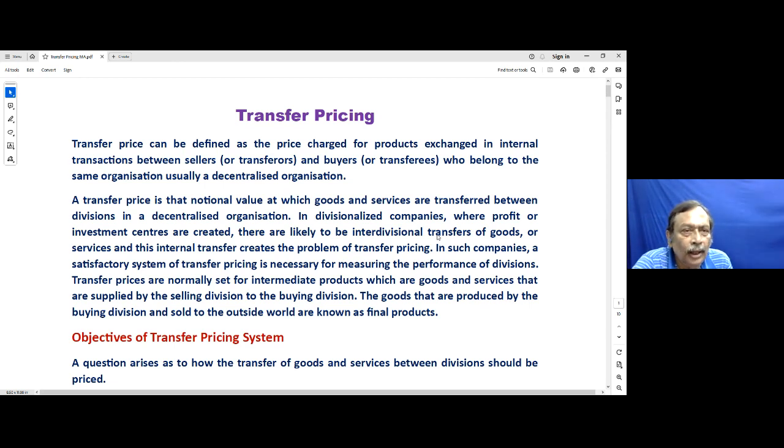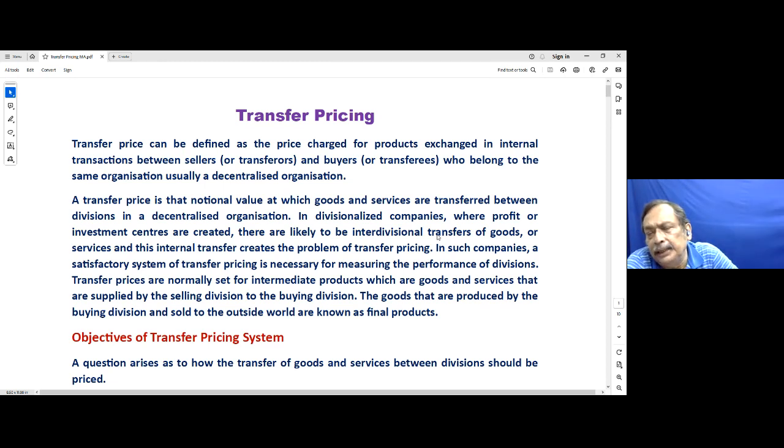By product pricing, we mean how we are going to price the product that we are going to sell to our customers. So that is a different phenomenon. But when I take the concept of transfer pricing, there are two important concepts which emerge. One is transfer, another one is pricing.